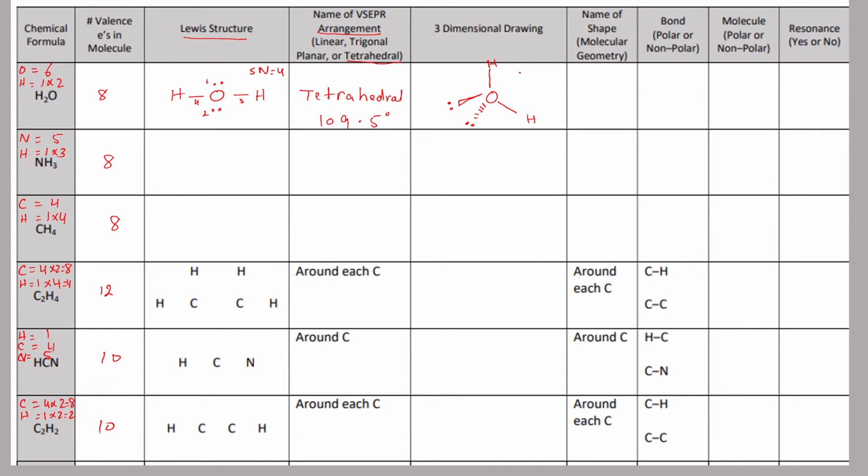The shape is going to be, you are going to ignore these lone pairs, and when you ignore the lone pairs, the shape is going to be bent. Okay, the bond angle for the bent shape is going to be less than 109.5. Since you know it has lone pairs, you should say less than 109.5. Bond polarity and molecular polarity, we will wait for the next topic to come, and then we will come back here and complete the rest of the sheet.